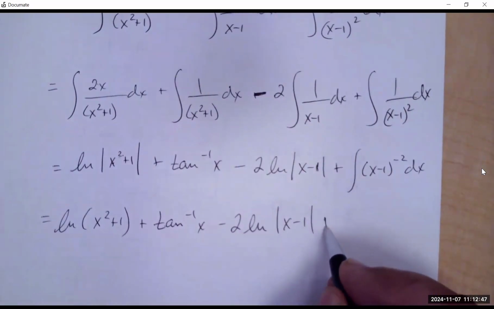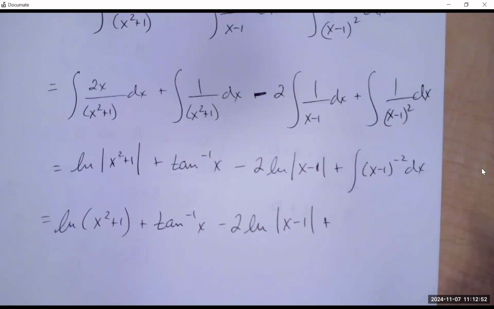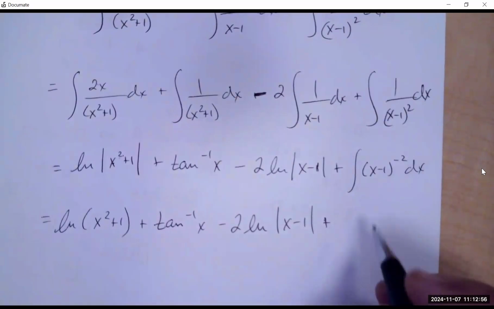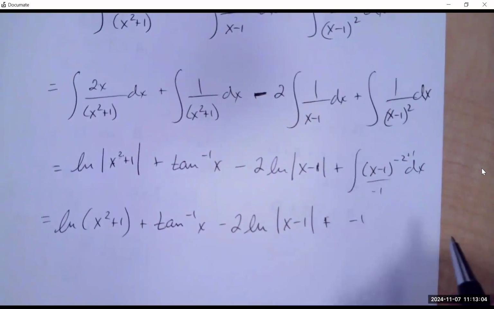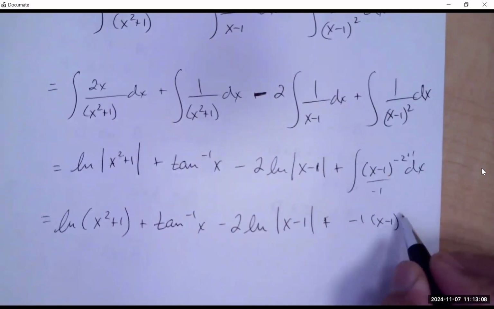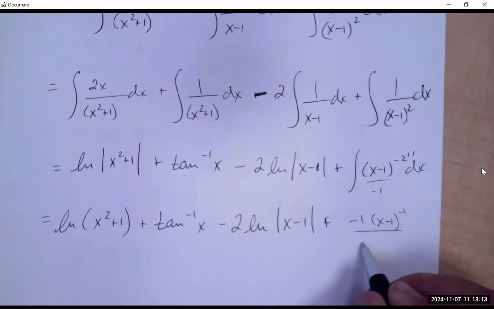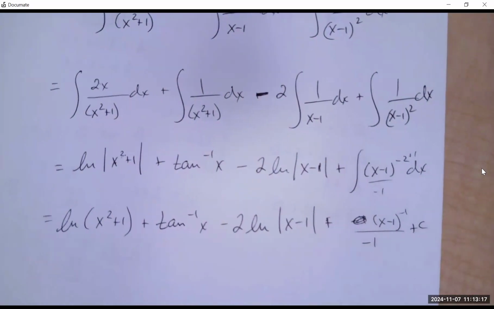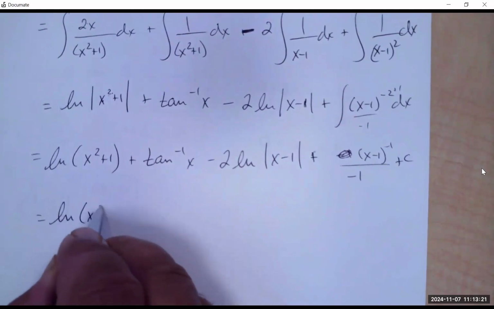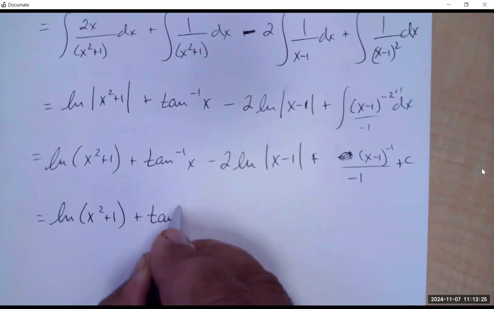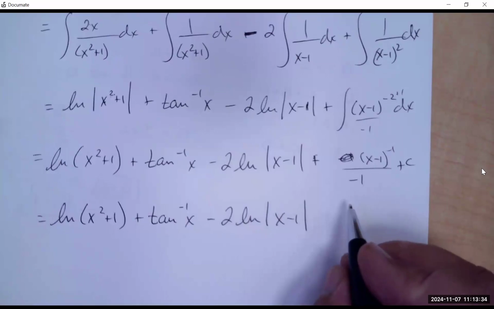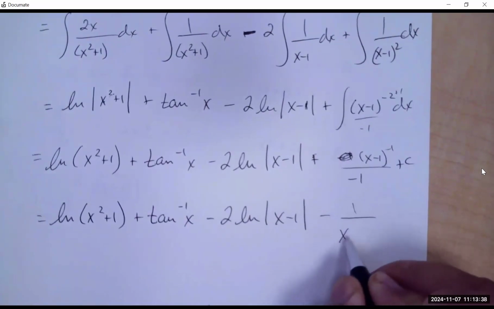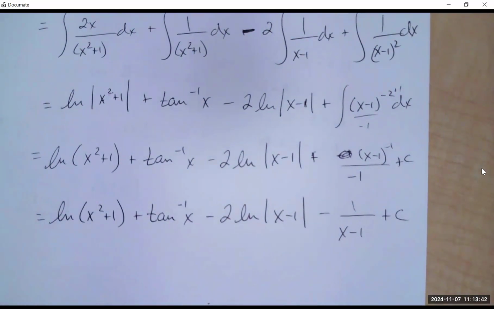Now, the integral of this last one. We have to add 1 to the exponent, so it's going to be x minus 1 to the power negative 1, over negative 1, plus C. So we get minus 2 ln of the absolute value of x minus 1, minus 1 over x minus 1, plus C. There is your answer. That's the integral of the function we started off with.